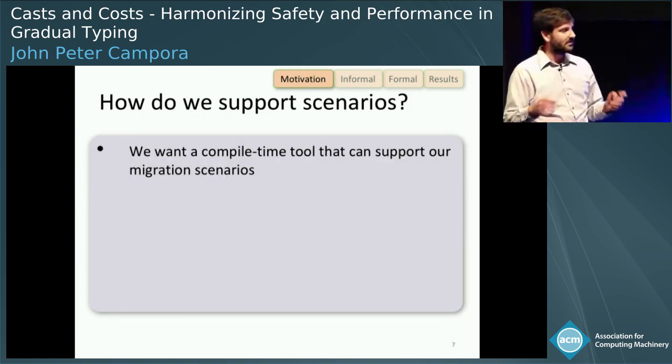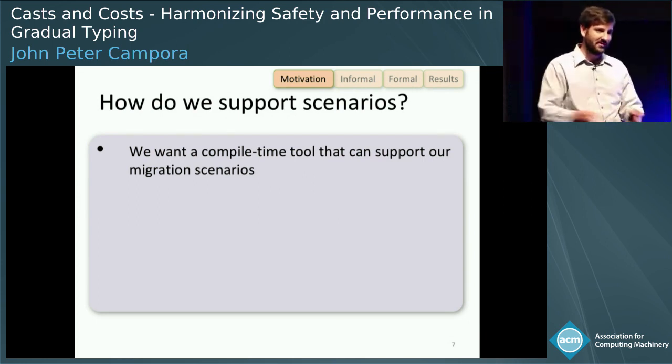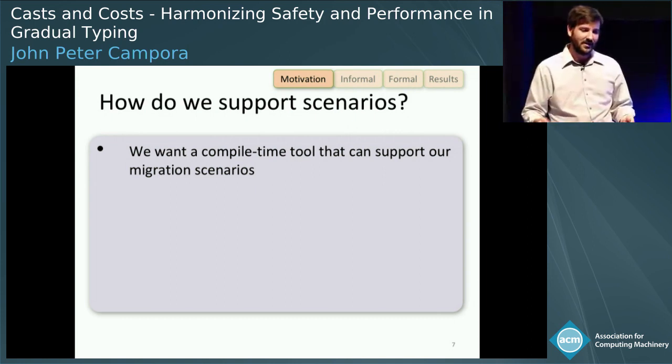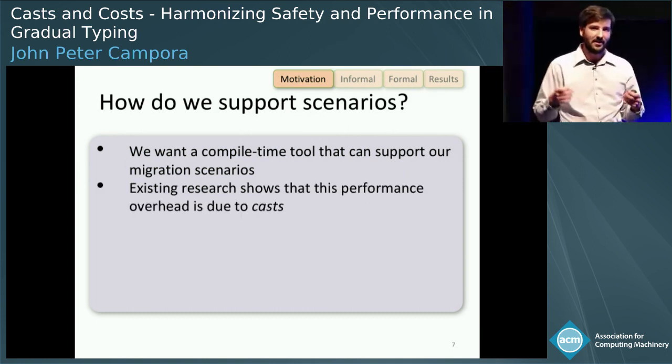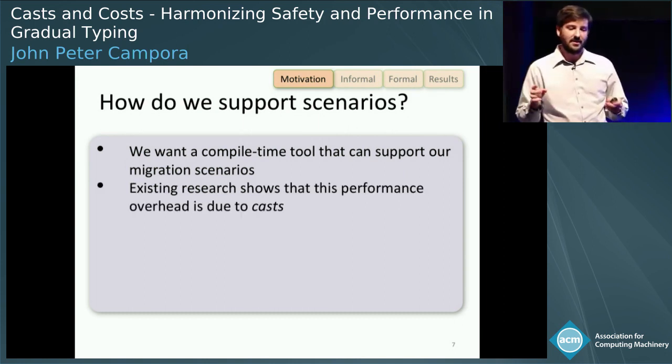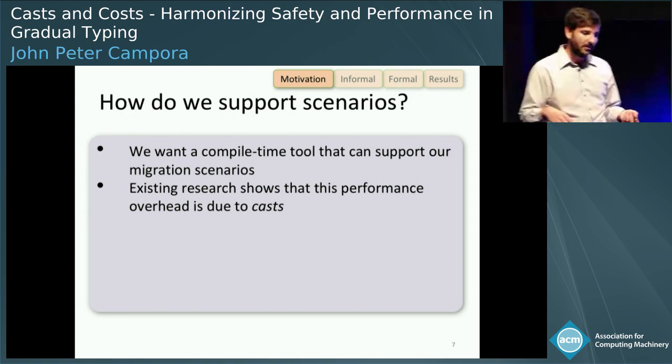And so what we want is some kind of a compile time tool that supports our migration scenario. So we don't want to have to manually produce these typings ourselves and run them and then see what we want. We want something that can do this quickly. And this tool needs to be guided in mind that existing research has shown that when you start mixing static and dynamic typing, these inserted casts in the program are what cause the overhead, especially in the higher order cast semantics Ben talked about.